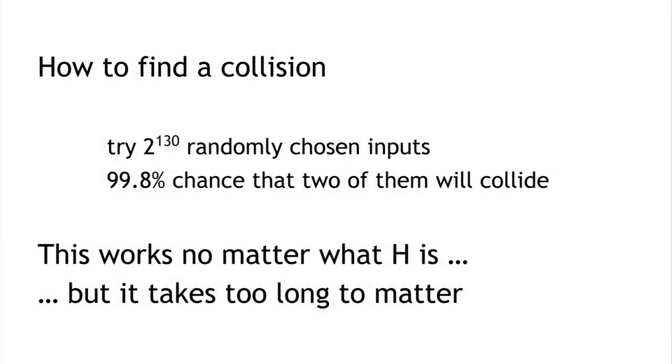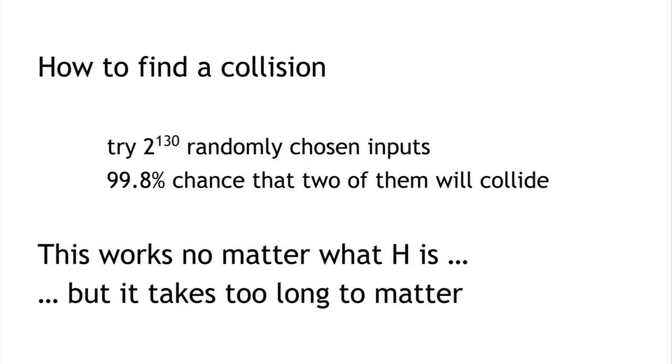Let me tell you how to find a collision, because there's a method that's guaranteed to work. The method works like this: we're going to pick 2 to the 130 randomly chosen inputs over on the left cloud of that previous diagram. And if we pick those 2 to the 130 randomly chosen inputs, it turns out there's a 99.8% chance that at least 2 of them are going to collide. And so this is a very simple method for finding a collision.